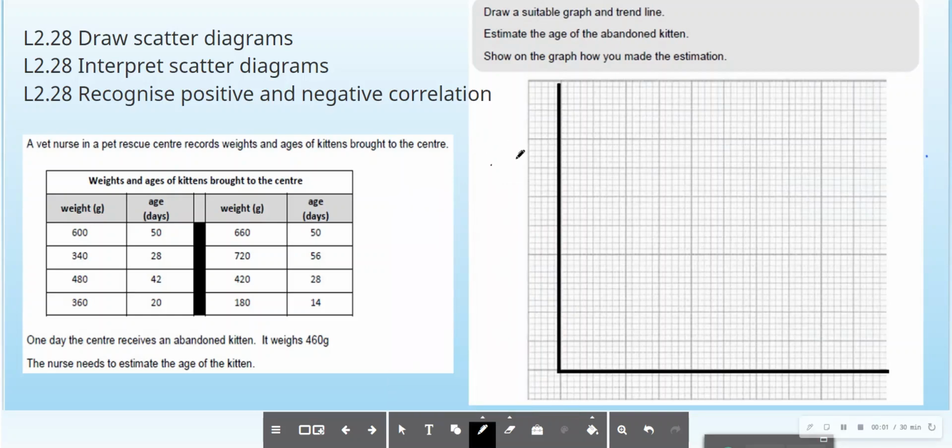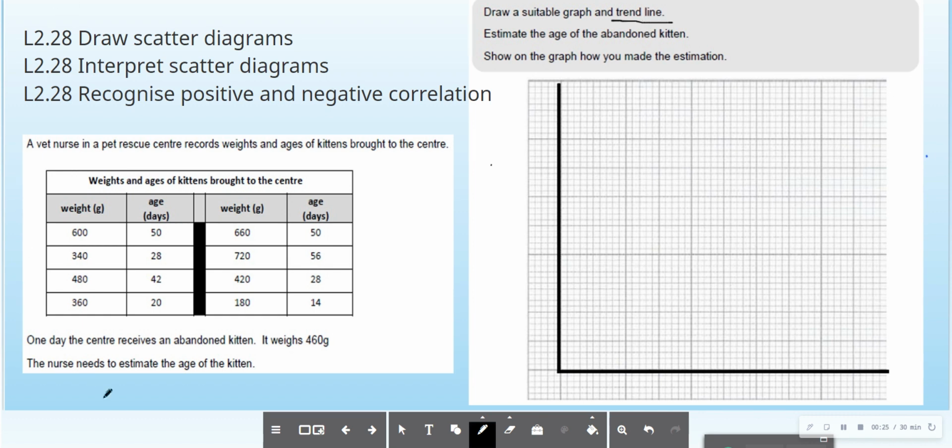Okay, so the last two topics are scatter diagrams and probability. How do you know it's a scatter diagram? You see these words here, trend line. If you look at the top right here, if you see these words, trend line, that means we're doing a scatter graph. Okay, let's just draw a suitable graph. If you see that word trend line anywhere in the question, that means we will be drawing a scatter graph.